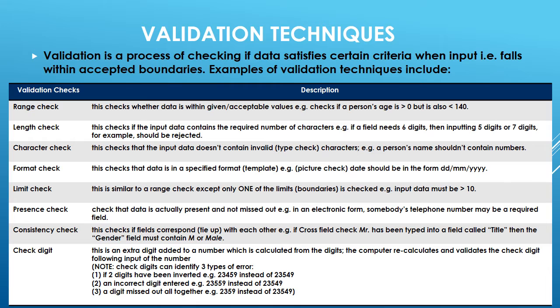Length check. This checks if the input data contains the required number of characters. For example, if a field needs 6 digits, then an input of 5 digits or 7 digits should be rejected. Character check. This checks that the input data doesn't contain invalid characters. For example, a person's name shouldn't contain numbers.